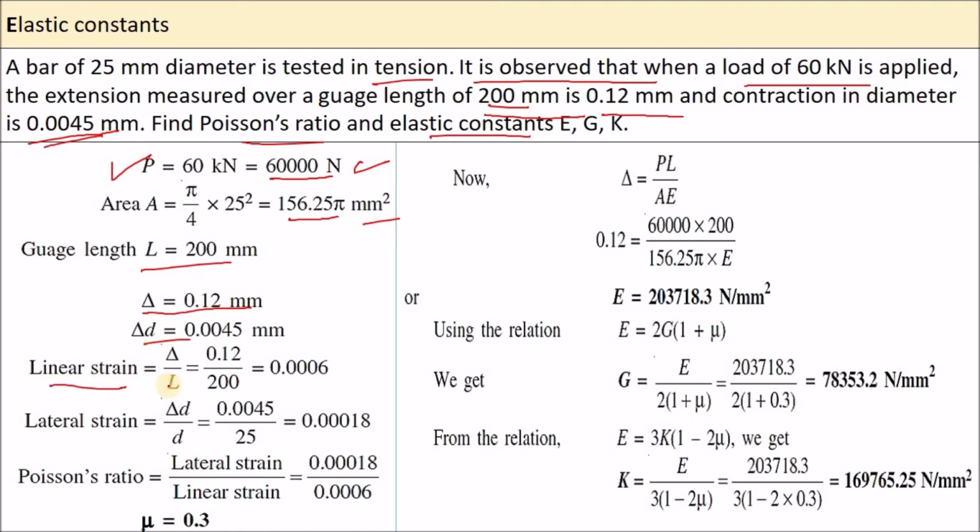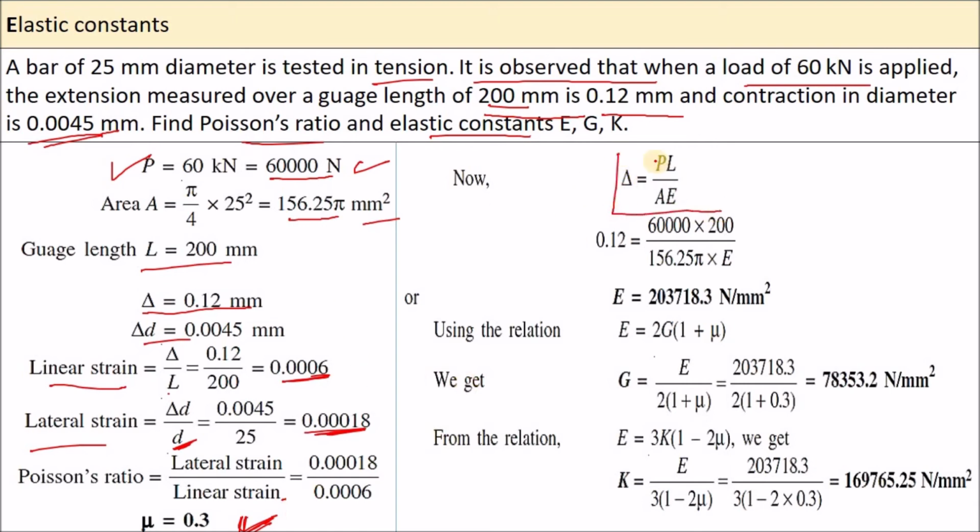Linear strain equals change in length divided by original length, so 0.12 divided by 200. Lateral strain equals change in lateral dimension divided by actual lateral dimension, so change in diameter divided by actual diameter. From that we got the lateral strain. But one is negative and one is positive, not written here. So Poisson's ratio equals lateral strain divided by linear strain. Simple, we got mu. Poisson's ratio, got it.